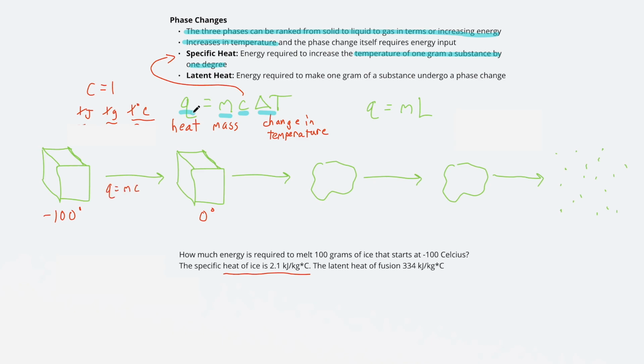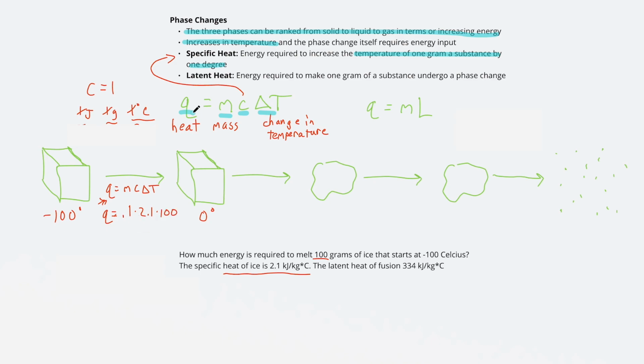So we're using Q equals mcΔT. We are solving for Q. We're trying to figure out how much energy was required to increase this temperature. So we do Q equals, and then for m, because this specific heat is in kilograms, I would recommend just changing it to kilograms. So 100 grams is 0.1 kilograms. For c, it's just straight up given to us, so 0.1 times 2.1. And next we have delta T, and delta T was 100 because we go from negative 100 to 0.